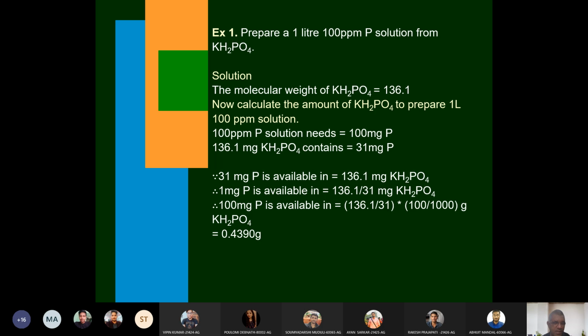So prepare 1 liter of 100 ppm phosphorus solution from KH2PO4, potassium dihydrogen phosphate. You need to prepare a 100 ppm P solution. It is just like calculating the quantity of urea. If you want to apply 120 kg nitrogen, how much urea will be required? Similarly, the same analogy we can use here. We know the molecular weight of KH2PO4 is 136.1.